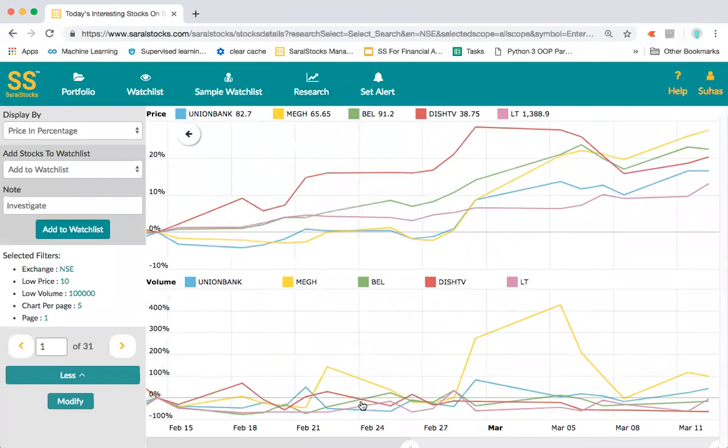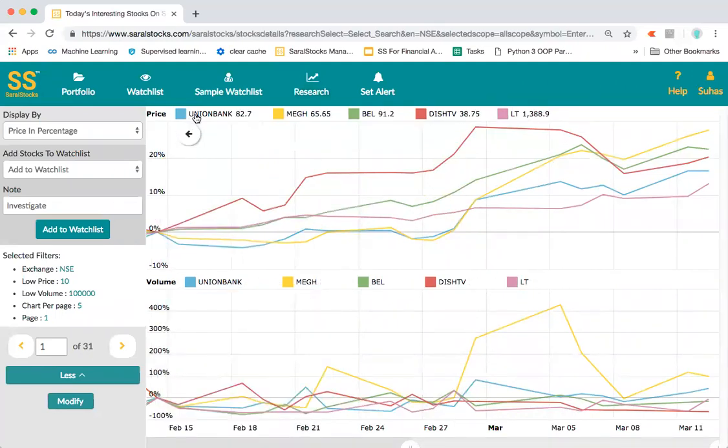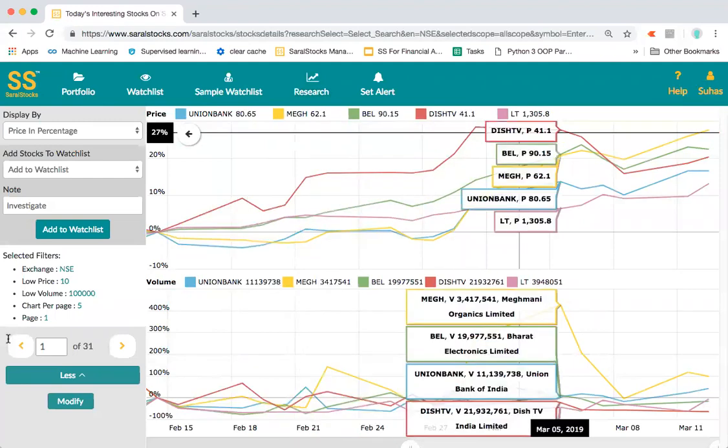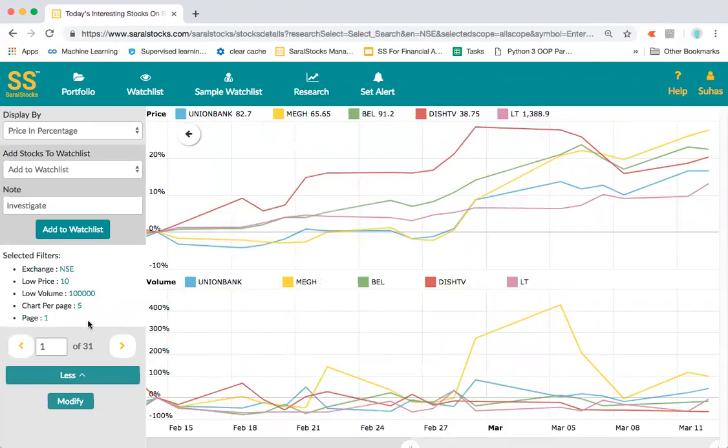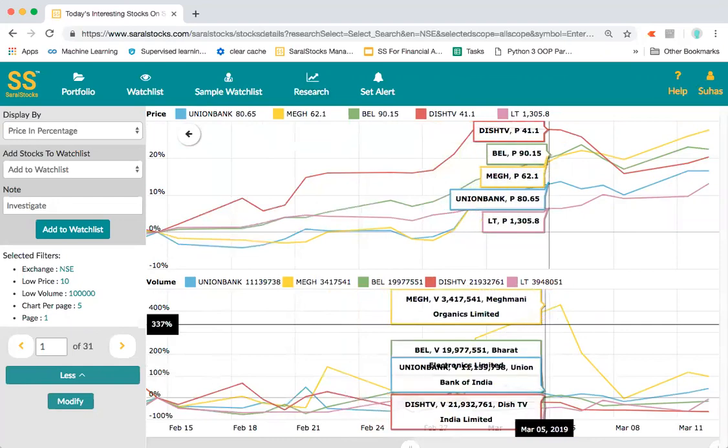Now, luckily the market was good, and what we are seeing is about 31 pages of 5 stocks each. 1, 2, 3, 4, 5. 5 stocks each, stocks being selected. And because we chose a volume criteria, they got sorted in a certain order. Now we're seeing a stock here which is gone very high in price wise and volume wise also.